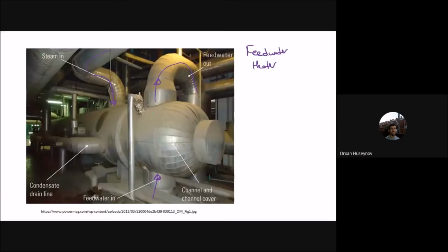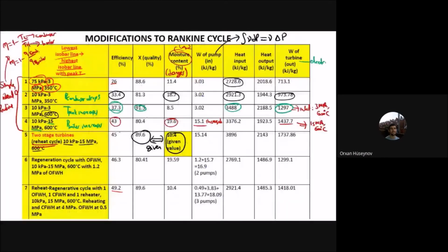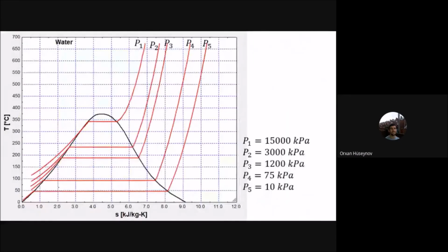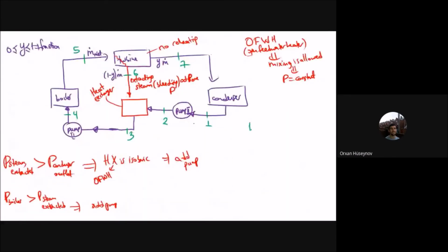And I will write the values that are given in the table here: 10 kilopascal, 15 megapascal, 600 degrees Celsius, with 1.2 megapascal for the open feed water heater. So you have 10 kilopascal and 15 megapascal, and also 1200 kilopascal for the open feed water heater. Okay, and the peak temperature is of course 600 degrees Celsius.